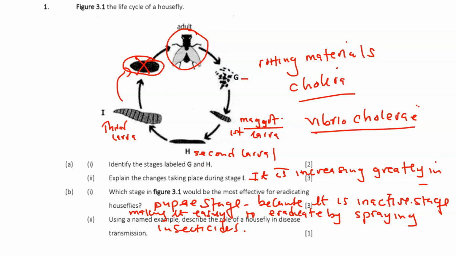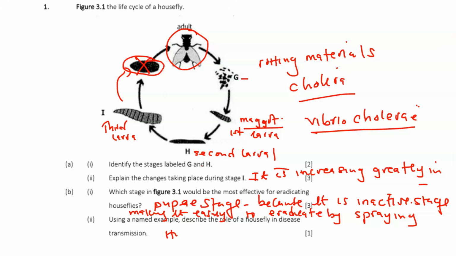Then the other question that we can answer here: using a named example, describe the role of a housefly in disease transmission. What is the role of the housefly? So you can say houseflies are vectors for pathogens.